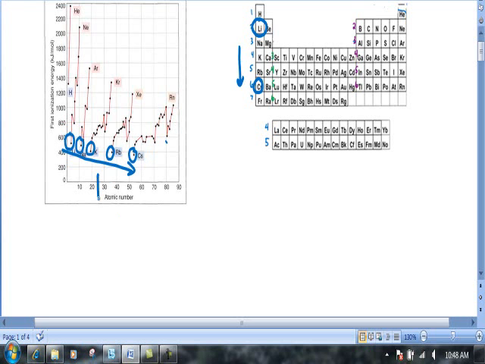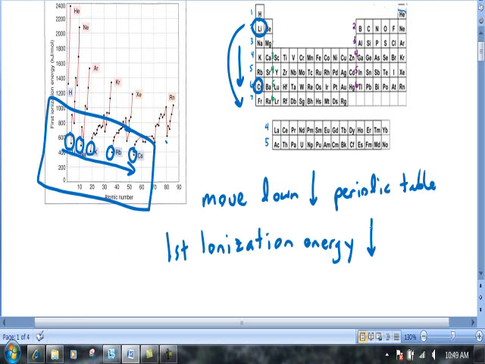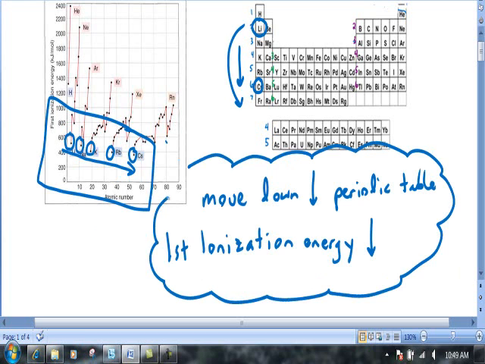So the pattern we can see as we go down the periodic table, going from lithium down to cesium, the general trend that we can observe is that the first ionization energy becomes lesser. So the general trend that we have, again, as we move down the periodic table, in this case looking at the first column from lithium down to cesium, we notice the first ionization energy decreases.